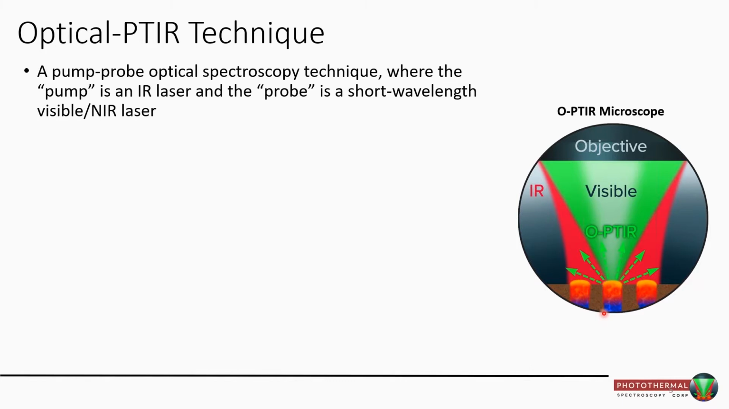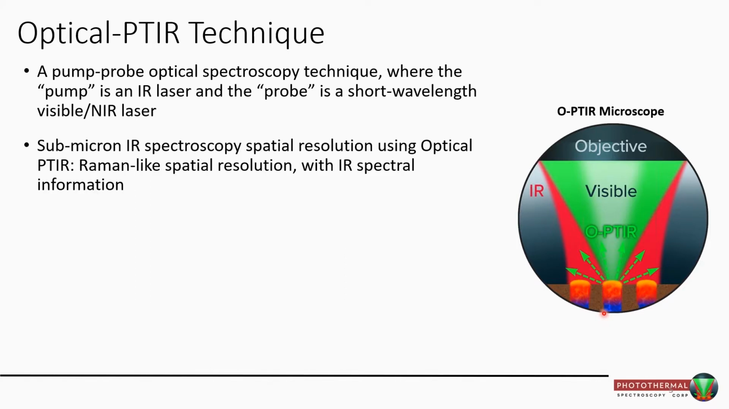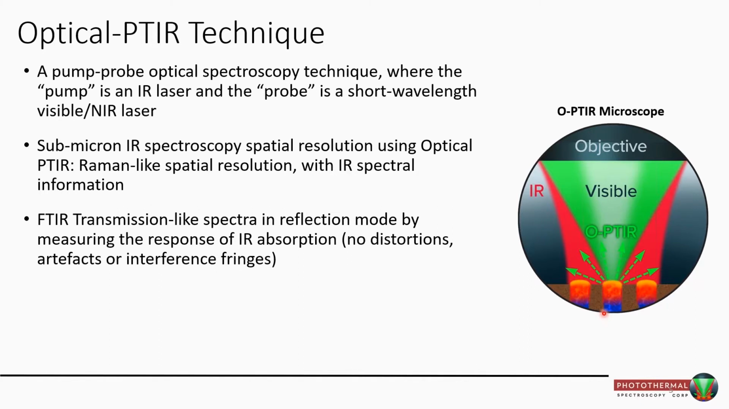O-PTIR can be described as a pump probe optical spectroscopy technique. The pump, which is what excites the sample, is an infrared laser, commonly a QCL, quantum cascade laser, and the probe is a short wavelength visible, sometimes a near infrared 785 laser. We deliver submicron infrared spatial resolution using O-PTIR, so it's very much like a Raman microscope in that sense. The spatial resolution is equivalent to Raman, but you get all of the richness of the infrared spectral information.